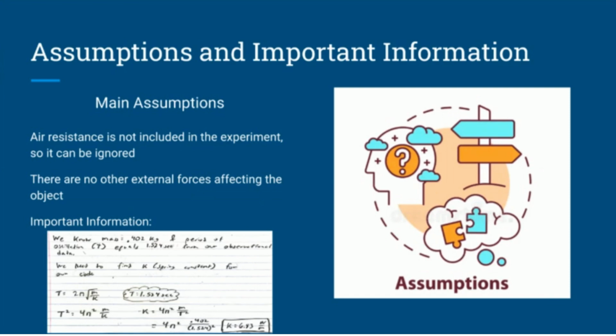Some of the major assumptions are that air resistance will not be included and there will be no other forces acting on the system. Additionally, it's also important to know what k, the spring constant, is, since the code needs it, and this picture shows how we can find it by solving for k in the period of oscillation equation. Since the tracker data tells us that the period of oscillation will be 1.524 seconds, using that value and the previous equation, we can find that k is 6.83, which we'll use in our code later.